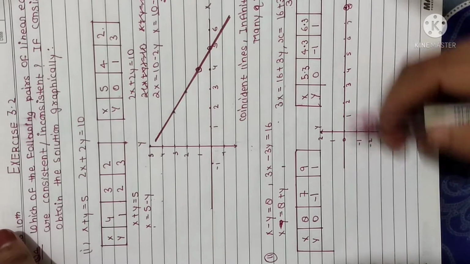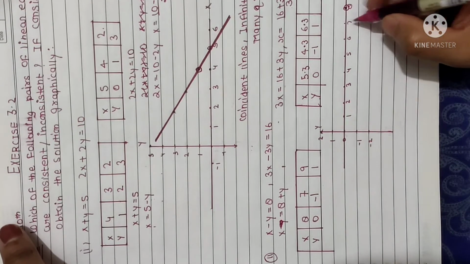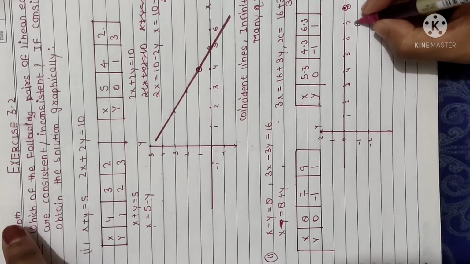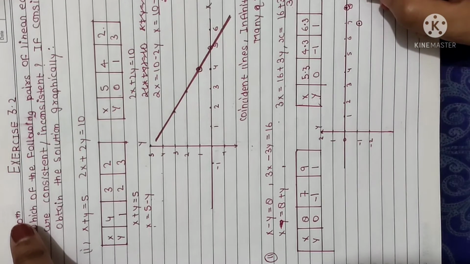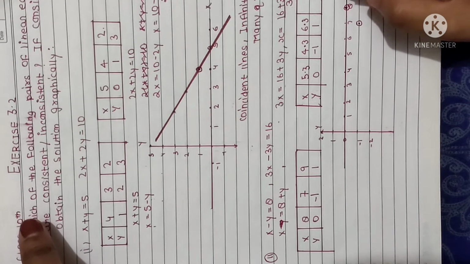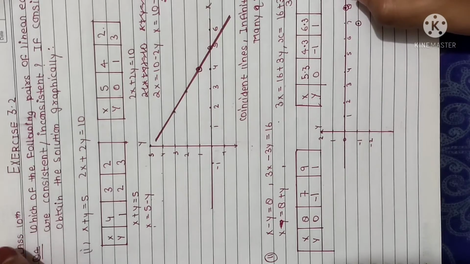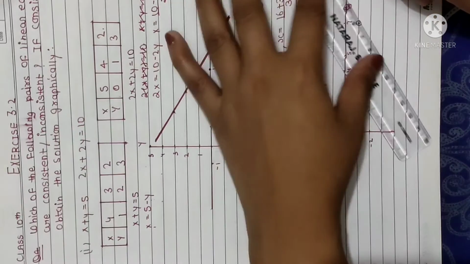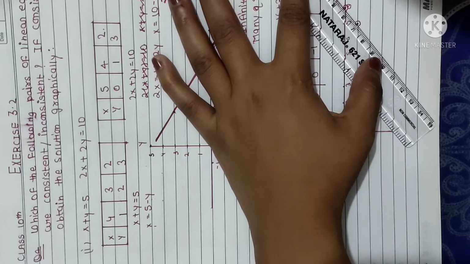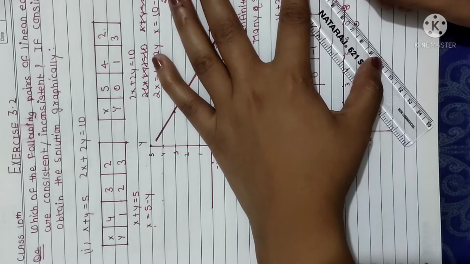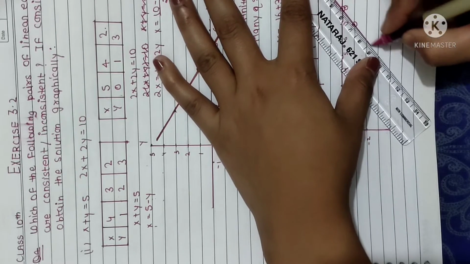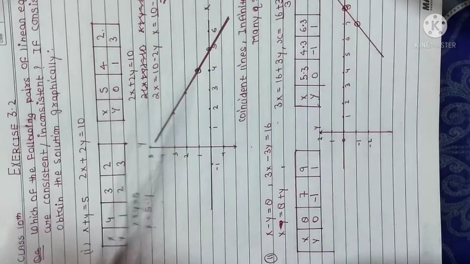For the second one, when x is 7, then y is minus 1, this point. When x is 9, then y is 1, so this point. So this is our straight line for the first equation.